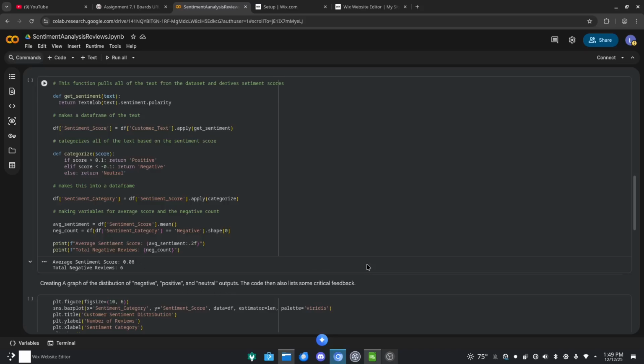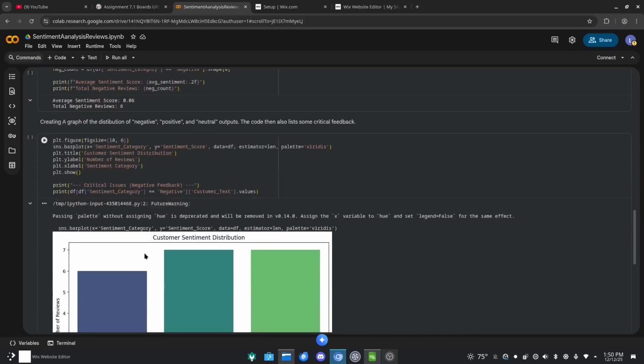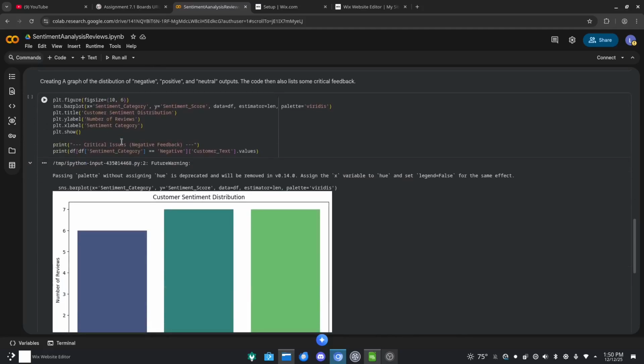So we have the average sentiment is 0.06, which is kind of right down the middle, because our scores go from 1.0, which would be the most positive, to negative 1.0, which would be the most negative. It's not exactly in the middle. If it was in the middle, it'd be 0.0, but it's leaning towards positive. And then here we just create the graph.